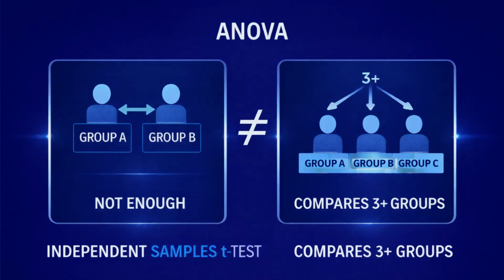ANOVA is used when a study needs to test whether there are differences in a numeric outcome across 3 or more independent groups. It is chosen when the research problem and literature gap point to uncertainty about whether groups differ, but the grouping variable contains more than 2 categories. In that situation, an independent samples t-test is not sufficient because it only compares 2 groups.